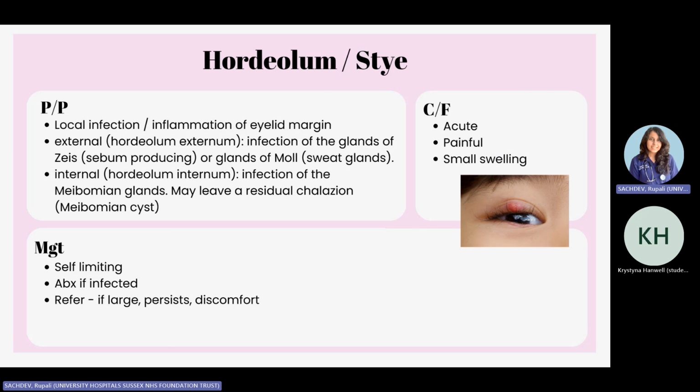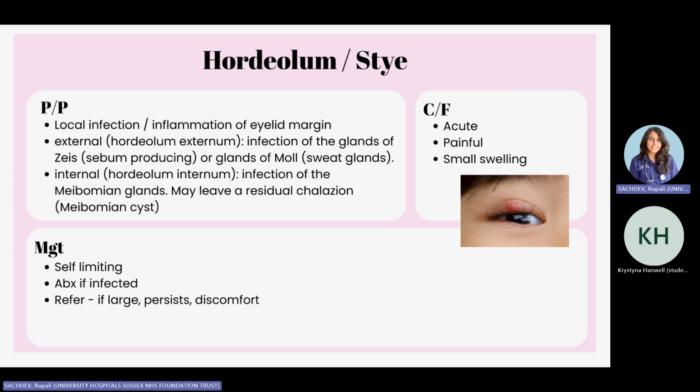So the external hordeolum or stye is an infection of the gland of Zeis or the gland of Moll. The internal styes are infection of the meibomian glands, which can essentially become a chalazion. They're quite painful. They're very suddenly presenting. They're small, tiny swellings. You might see a punctum.